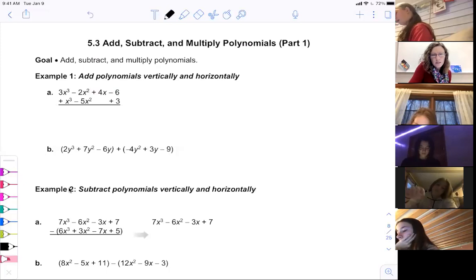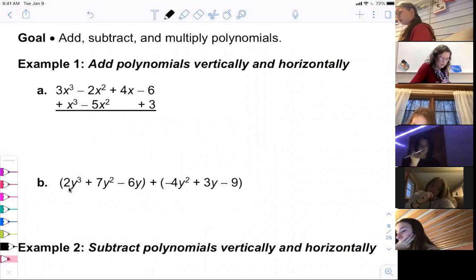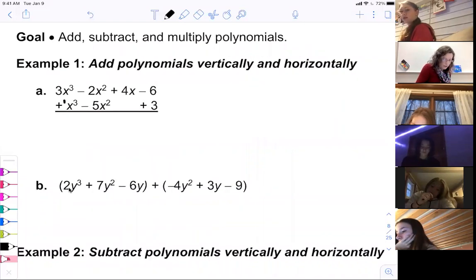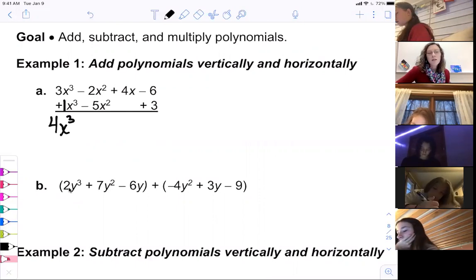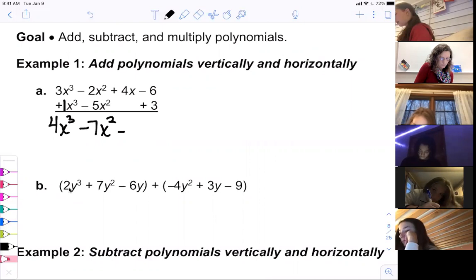I think when you add them, like with the 3x and the x, it would become 4x to the third. Yeah. What are those numbers in front called that you added together, Ella? Coefficients. Yeah, you're just adding the coefficients. And the x cubes are like terms, so you're adding them together. So Ella, how about the rest of it? What else would we have? Negative 7x squared plus 4x minus 3. Exactly.